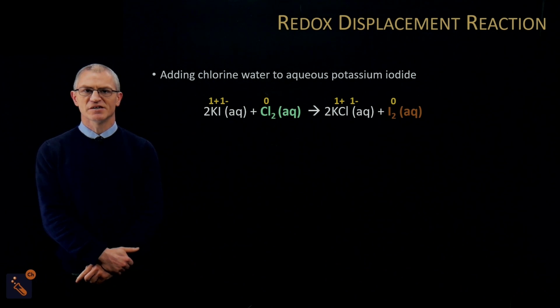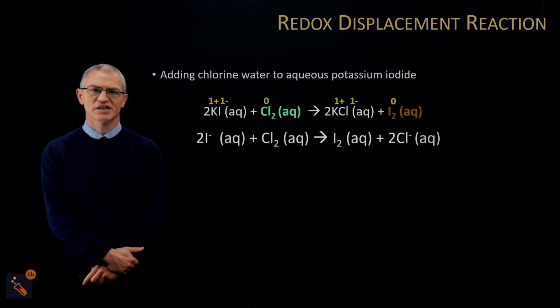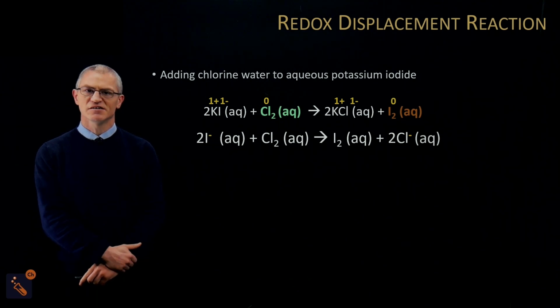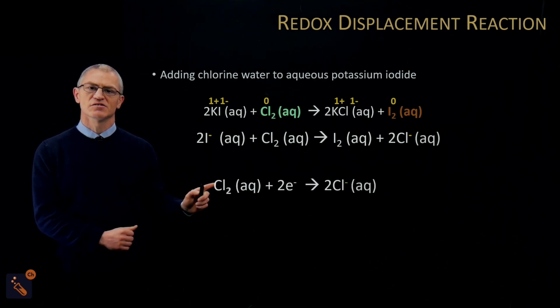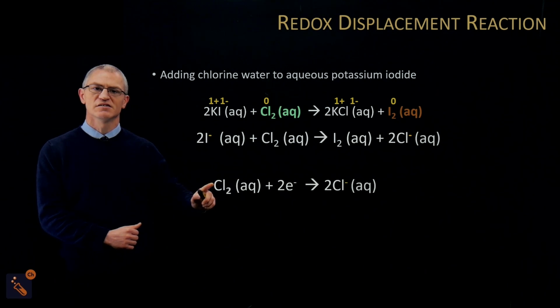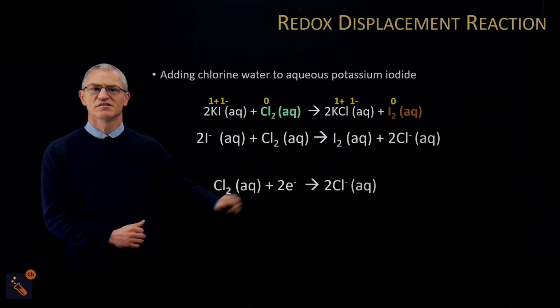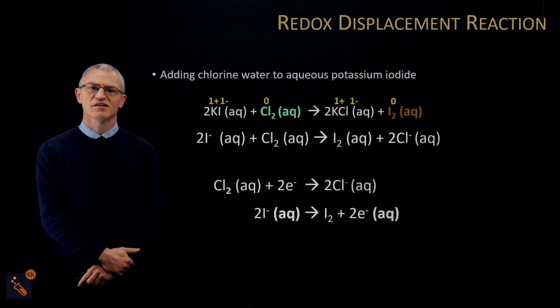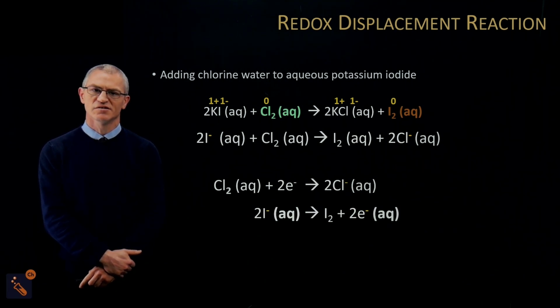So if we get rid of our spectator ion, which is the potassium this time, you can see that we can then split it into half equations. So the chlorine, this chlorine here, 2 electrons added, and therefore we've got 2 Cl minus, and then the iodide has lost 2 electrons.